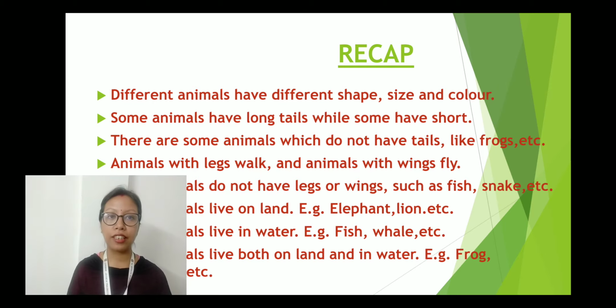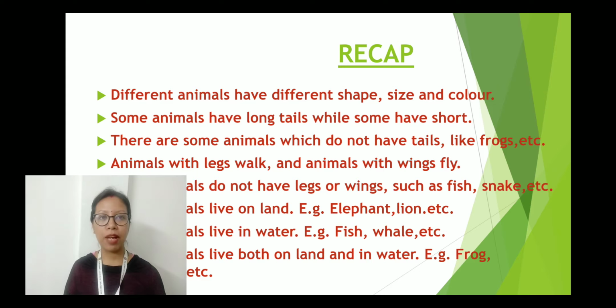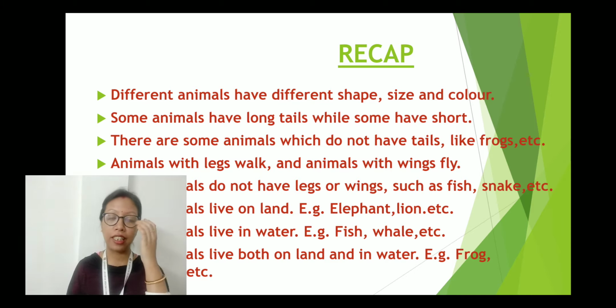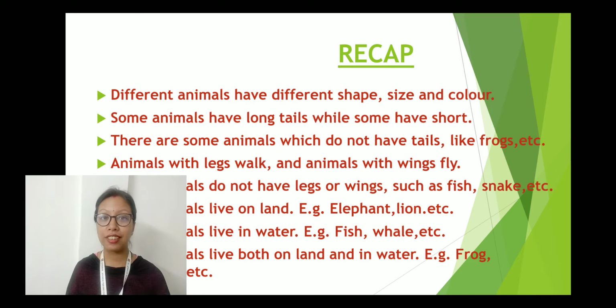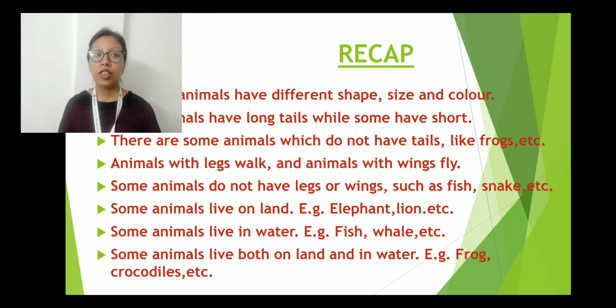So we have learned that different animals have different shape, size and color. And some animals have long tails while some have short tails. And there are some animals which do not have tails, like frogs. We have the frogs, then we have cockroaches, right? So these animals do not have any tails. Then animals with legs can walk and animals with wings can fly. And some animals do not have legs or wings, such as fish, snake, etc.